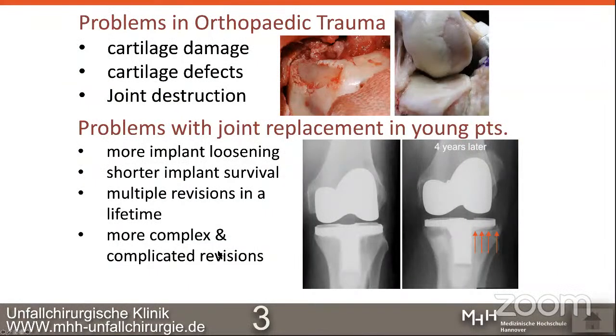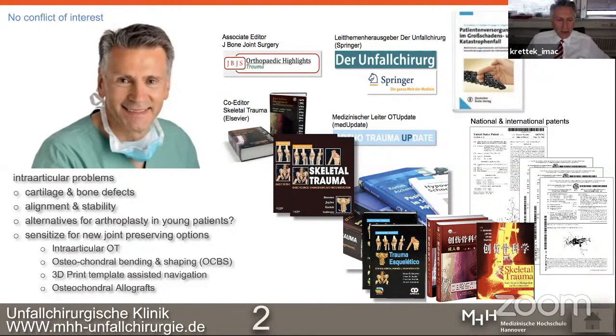So intra-articular problems, we have cartilage and bone problems, alignment and stability, ligamentous stability are additional key points, and we have to have not only cartilage, also the meniscus also has an important role on both sides, medial and lateral. And many times these are young patients, so alternative for us to arthroplasty in young patients is really what we are looking for. And I would like to sensitize you for new joint preserving options like intra-articular osteotomies, osteochondral bending and shaping.